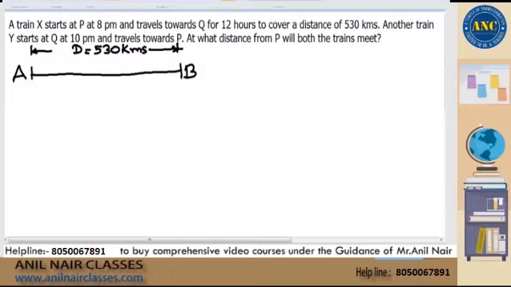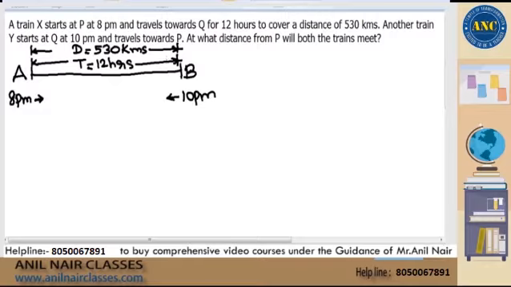There is a train A at point A. Assume that the train name is also A. That train will start at 8 o'clock in the night. It is traveling towards point B. There is another train B at point B. That train will start at, sorry, 10 o'clock in the night. That is traveling towards point A. They are saying that it takes 12 hours to cover this 530 kilometers. From A to B it takes 12 hours. From B to A also it takes 12 hours.